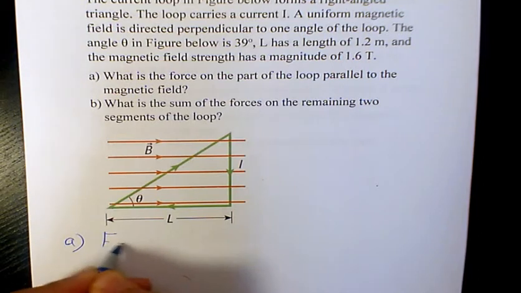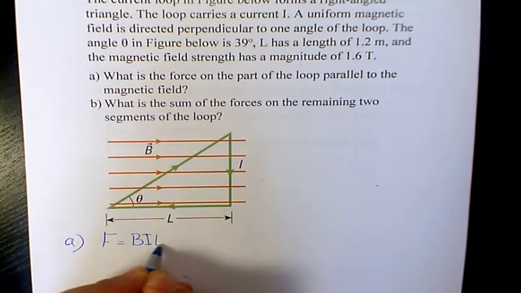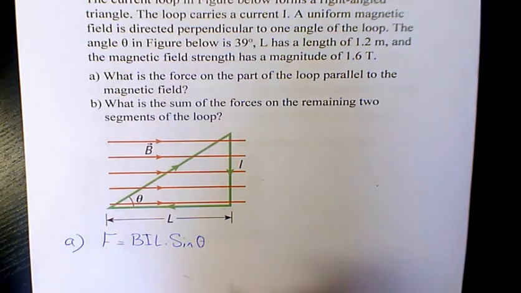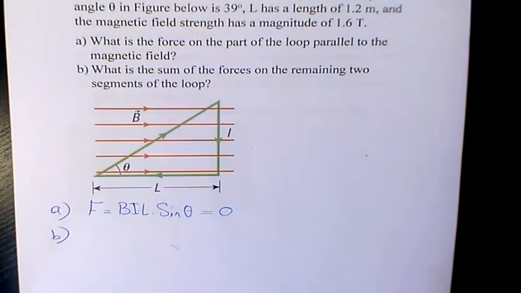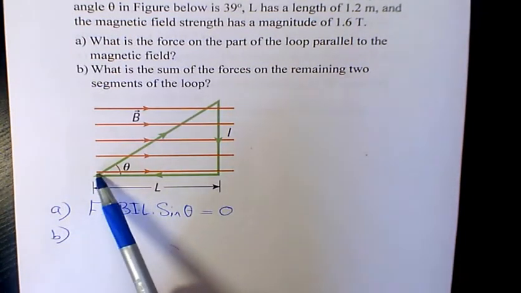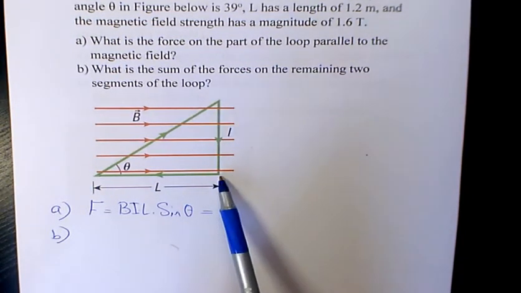So F equals B I L sine theta, and theta is the angle between the magnetic field direction and the I direction. In part A it says the parallel part, it means that theta is 0, so sine theta is 0, we can say the force is going to be 0. We don't really need to calculate the rest of it. Part B, it says what is the sum of the forces on the remaining two segments of this loop? It means that we need to find it here and also here.